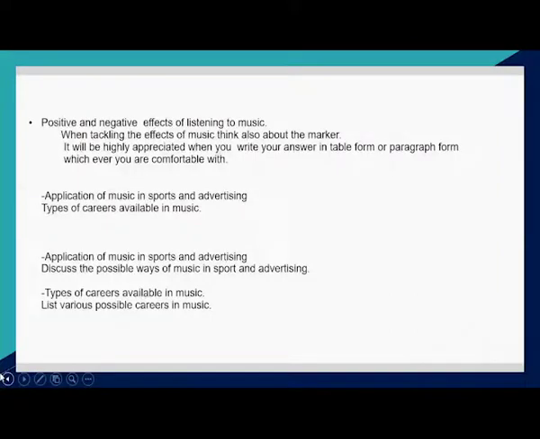Application of music in sports and advertising. Types of careers available in music. Please look also at those two, application and the types of careers. You could be a music director, you could be a music teacher, there are so many. So look into those. It might be asked, it might not. Application of music in sports and advertising. How do people use music when they advertise their things? Is it only jingles that they use, or what?